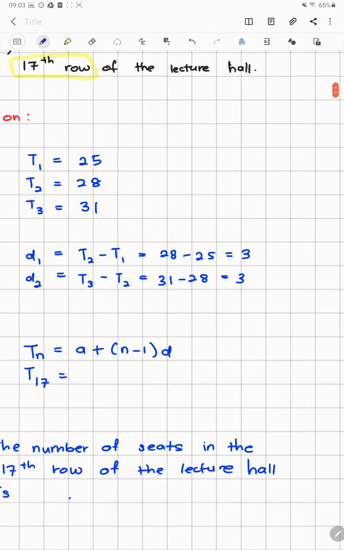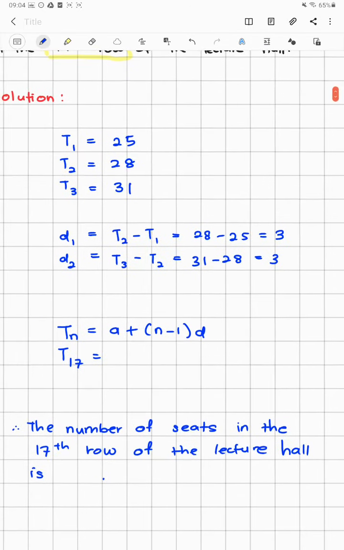So when you have the same common difference, for example 3 here, it means the sequence is arithmetic. For example, if you find D1 is 3 and suddenly D2 is 4, it means this is not arithmetic. So then try to find the common ratio. If the common ratio is the same, it means it is a geometric series. That's the way, simple.